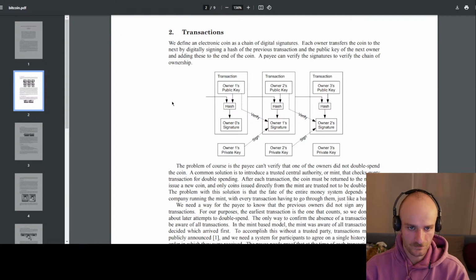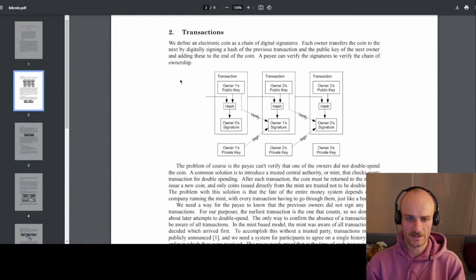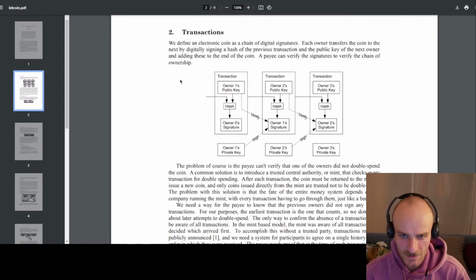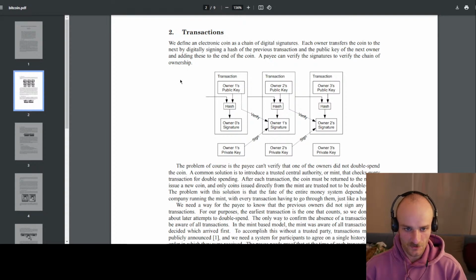Therefore, let's read the first paragraph. We define an electronic coin as a chain of digital signatures. Each owner transfers the coin to the next by digitally signing a hash of the previous transaction and the public key of the next owner and adding this to the end of the coin. A payee can verify the signatures to verify the chain of ownership.